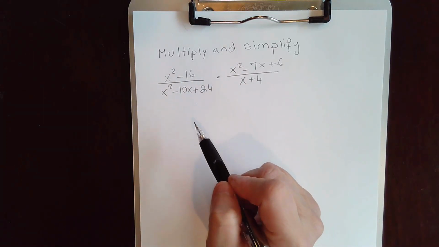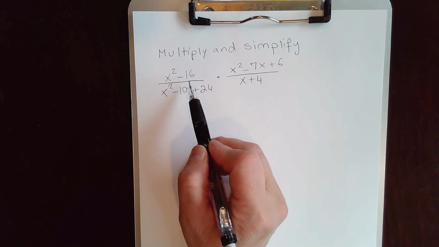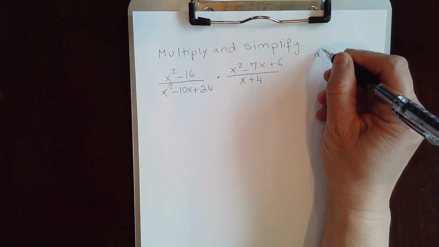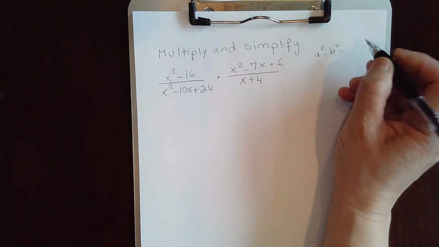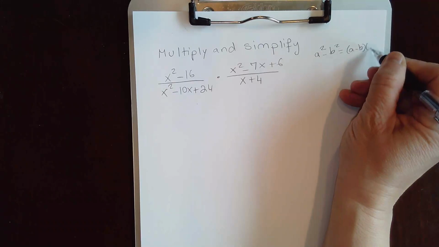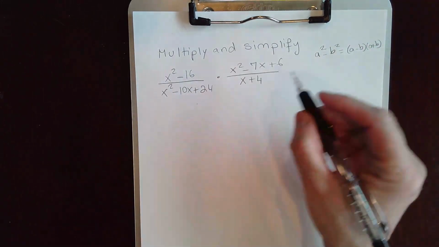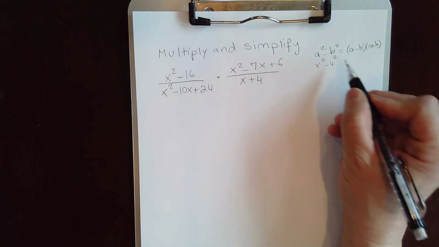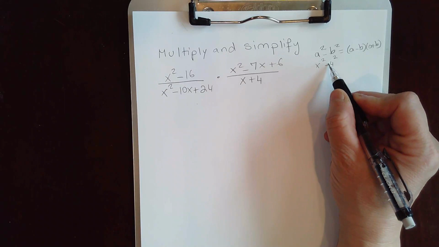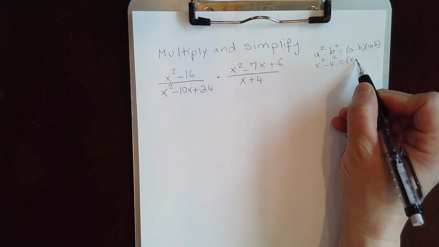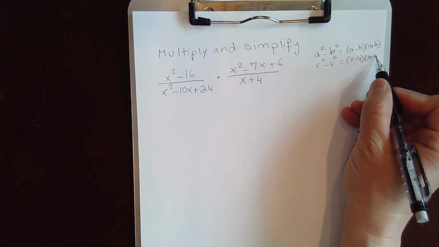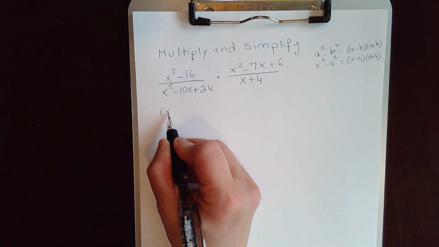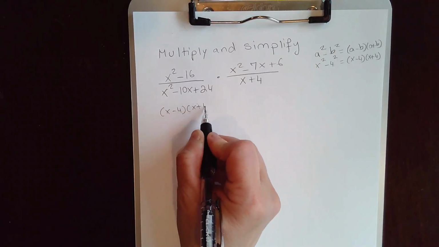So let's do this. The numerator is x squared minus 16. Now, x squared minus 16 is the difference of squares. If you recall, if you have a squared minus b squared, that's the same as a minus b times a plus b. Now, x squared minus 16 is the square of 4, so it's 4 squared. So this is your a and this is your b. So you have x minus 4 times x plus 4. So the numerator of the first rational expression becomes x minus 4 times x plus 4.